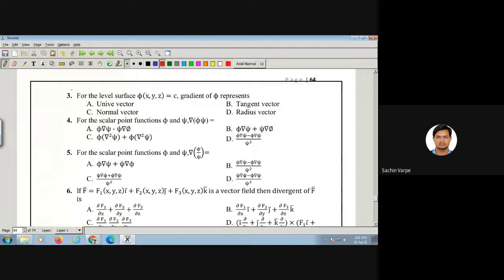For the level surface phi equal to c, grad phi represents what? Yes, it will be a normal vector to the surface. Suppose this is your level surface phi, then grad phi will be a normal to the surface. This is simply the product rule.